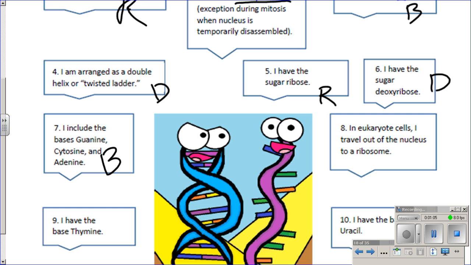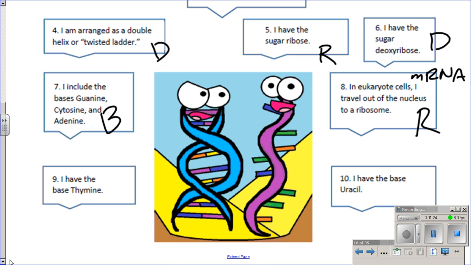Number eight, in eukaryotic cells, I travel out of the nucleus to a ribosome. RNA specifically, which of the three types of RNA is going to be moving from the nucleus to the ribosome? mRNA. Right, mRNA is the messenger. Good job. Number nine, I have thymine. DNA, right, no. RNA does not have a T. Instead, it has U for uracil. Good job. So there are some similarities and some differences.